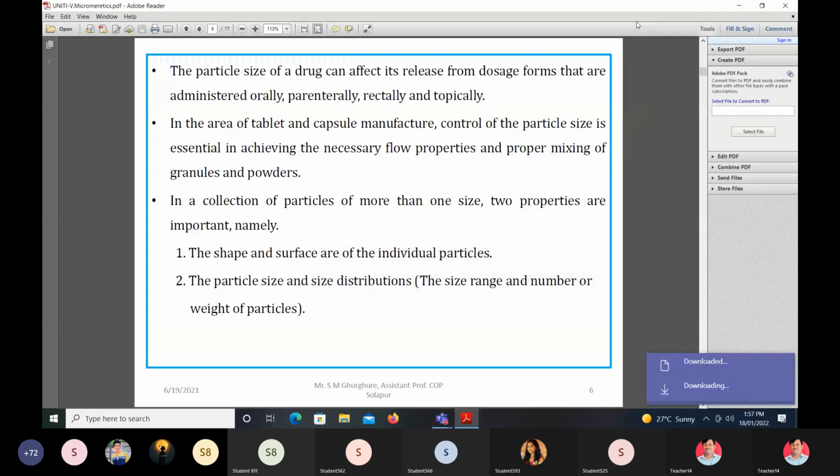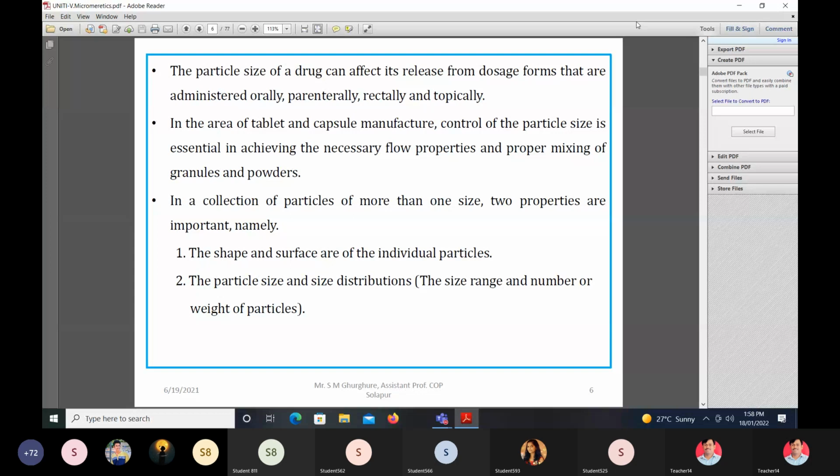Afterwards, the particle size of a drug can affect its release pattern. The release of the drug also depends on the size range of the particles, particularly the release of the drug with respect to oral, parenteral, rectal, or topical drug delivery. If you want to give the drug by any route like oral, parenteral, rectal, or topical, then you have to think about the size of the particles.